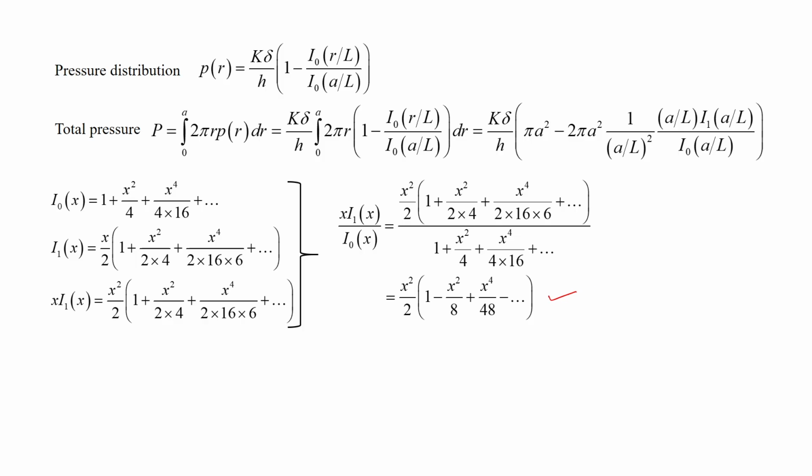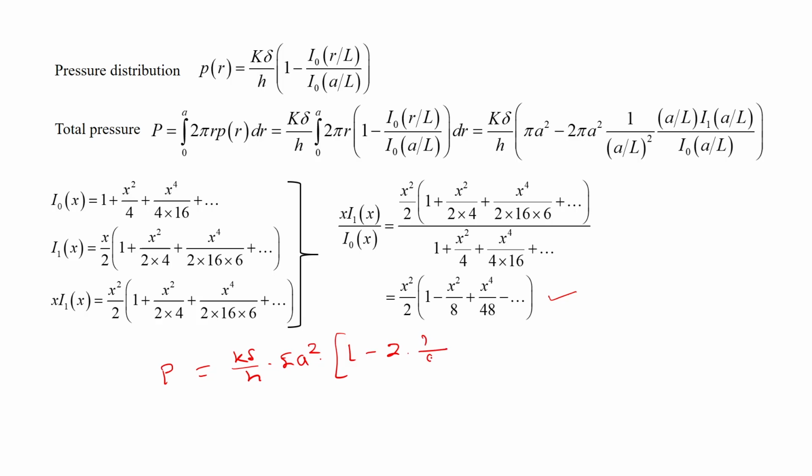So here finally we will have P is equal to k delta by h into, let's say, pi a square. I will just take it out, then I have 1 minus 2, and then I have let us say 1 by (a by L) square.